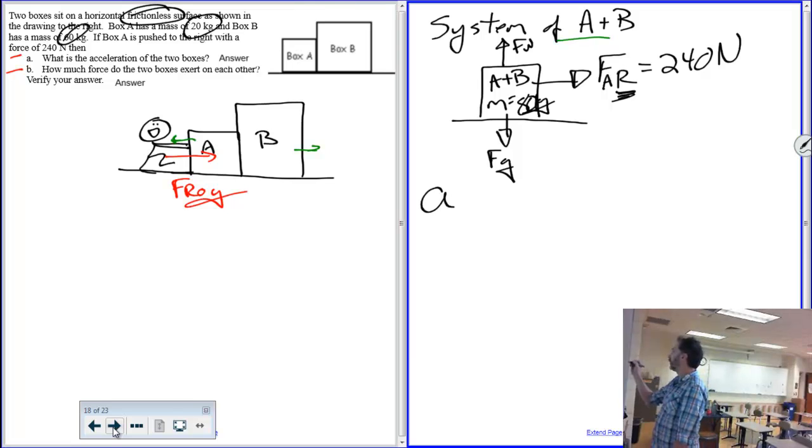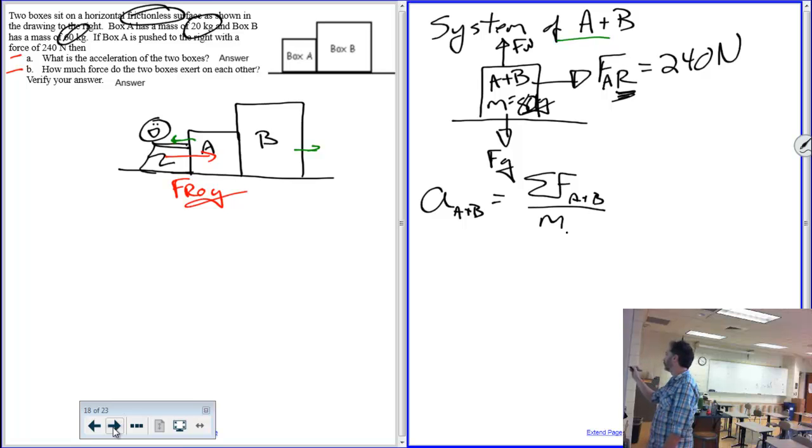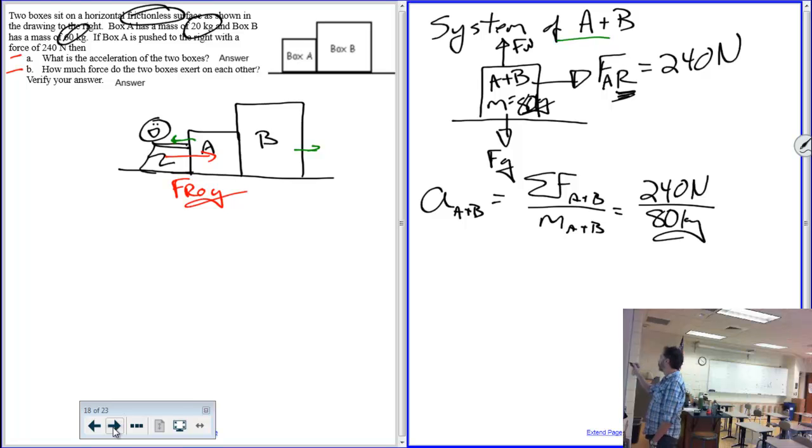So the acceleration of objects A and B combined should be the net force on objects A and B combined divided by the mass of objects A and B combined. So my net force is 240 newtons. My mass is 80 kilograms. Divide it out and you get 3 meters per second squared.